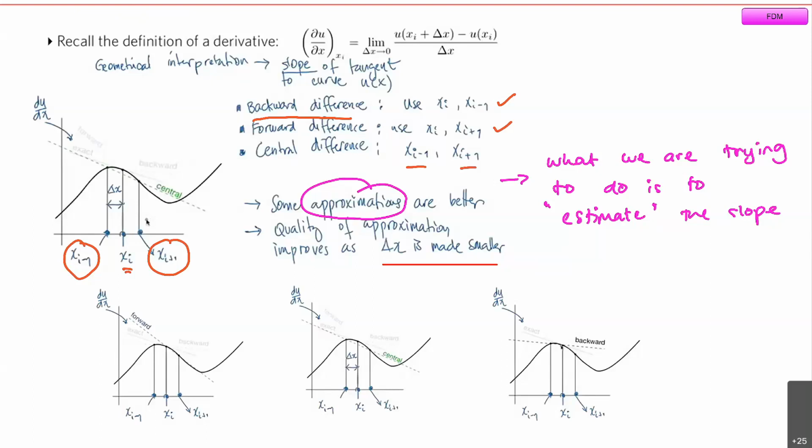Now, what we are trying to do basically from the FDM is, again, I emphasize, to estimate the function on that particular point. Some notes over here: if you can see, some approximations are better than others. We are going to look into details in a few moments. And the quality of the approximation improves as delta x is made smaller. Again, we're going to focus on this. So I think these 2 points are very, very critical, and you need to keep in mind before we go further for FDM.